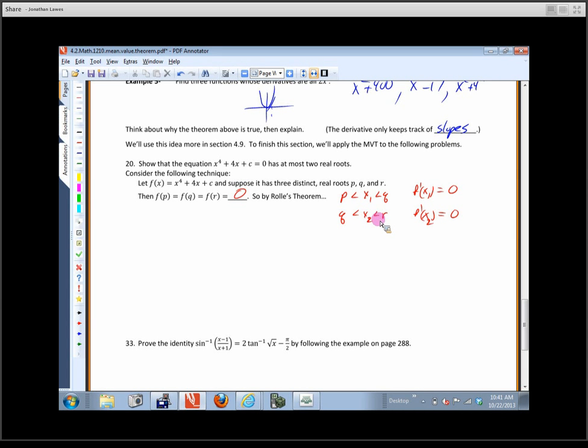Everybody good with that? Okay, so let's find the derivative. The derivative would be 4x to the third plus 4, right? There have got to be 2 places. Given this assumption, there have got to be 2 places where the derivative equals 0, correct? So we want to know when does that equal 0. So let's start solving that.